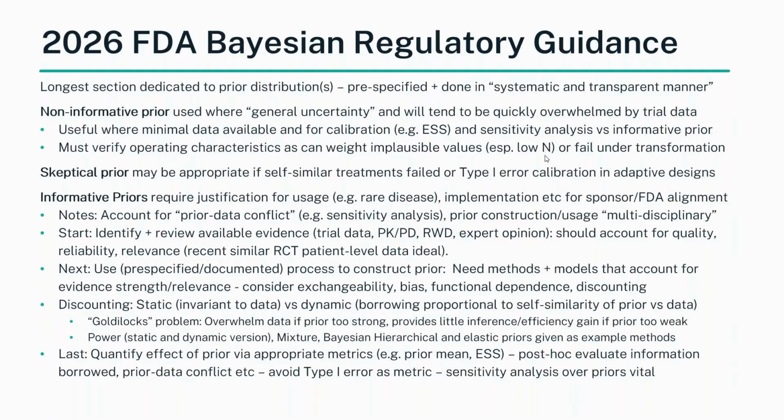And basically, there should be a pre-specified idea of how we're going to account for the quality, reliability, and the relevance of each of these sources. So recent, like if you exist in the world where you have patient level data from a recent randomized controlled trial, that's ideal. But of course, that's not really realistic in many situations, to be fair.